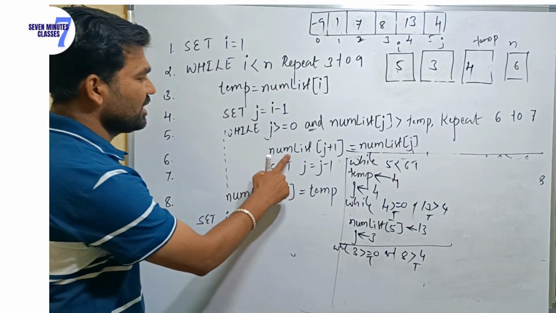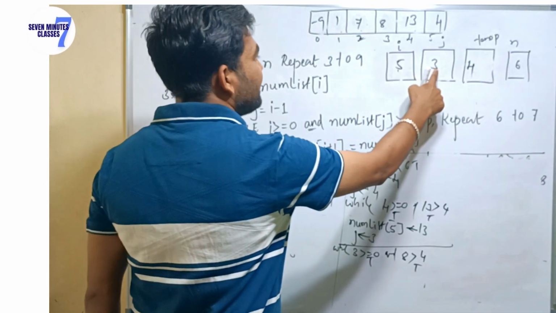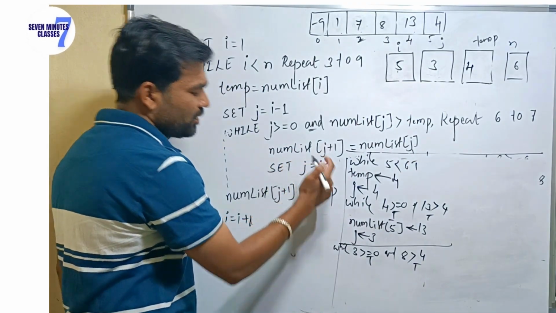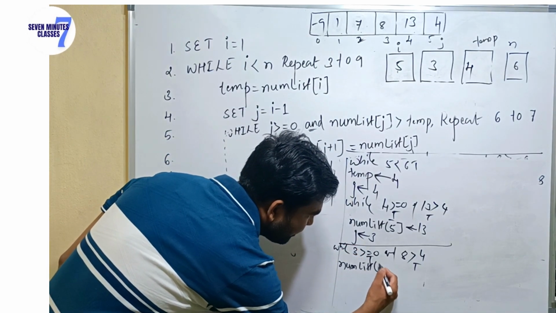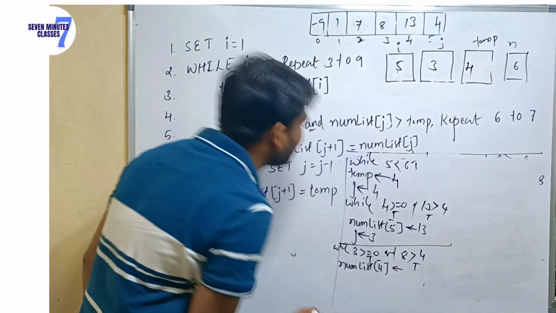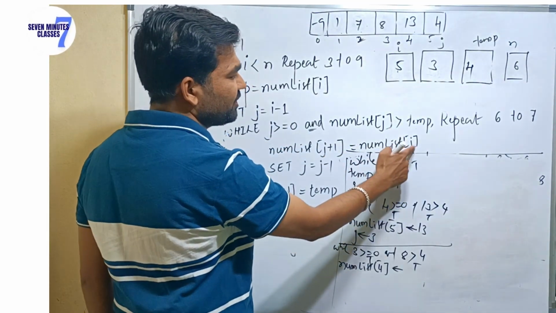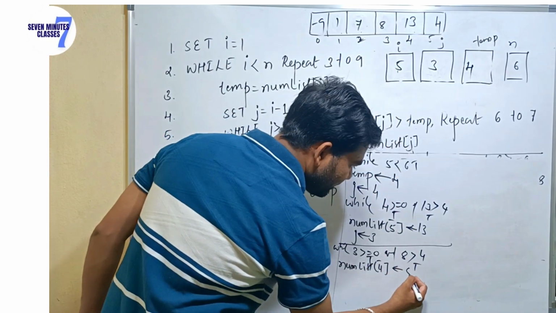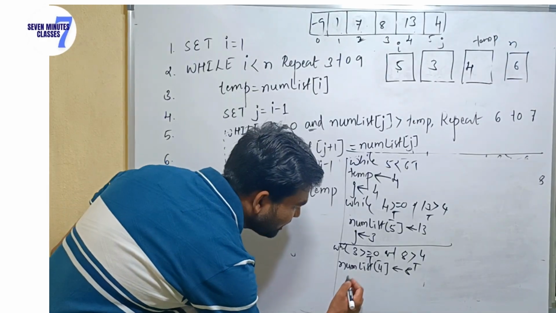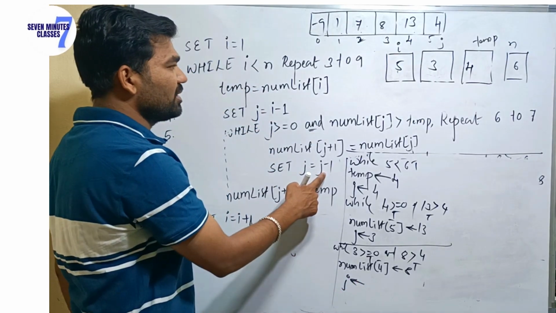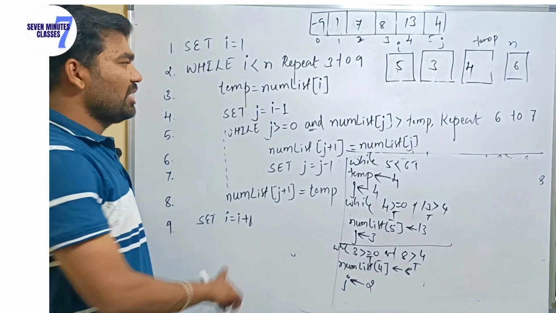What to change? Num list of j plus 1. What is num list of j plus 1? j is 3. Num list of 4. Let me write directly: num list of 4. So what is num list of 4? Num list of j, j is 3. Num list of 3, that is 8. Not yet completed. Again I have to change the j value. j equal to j minus 1. What is the value of j? 3. Now it became 2. Again go back to the loop.